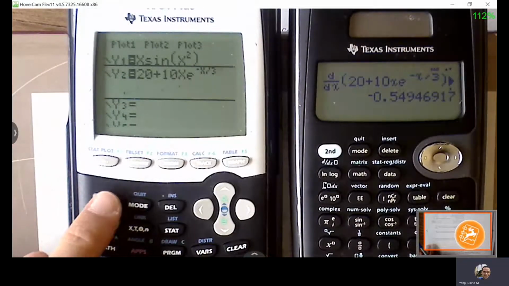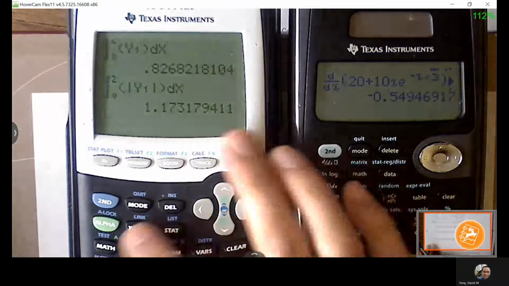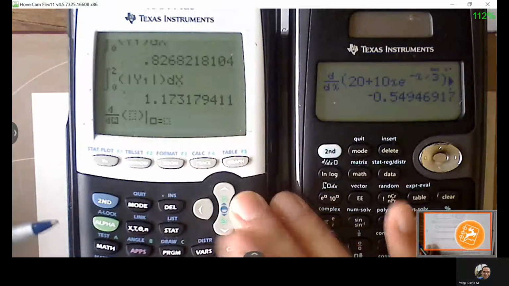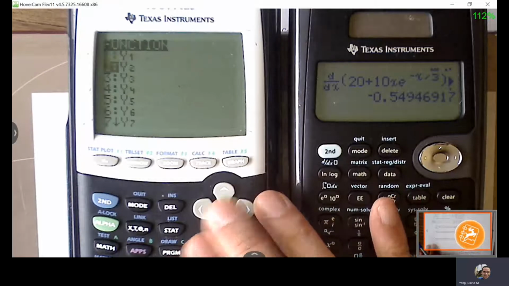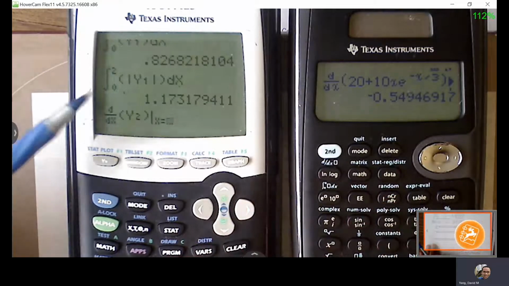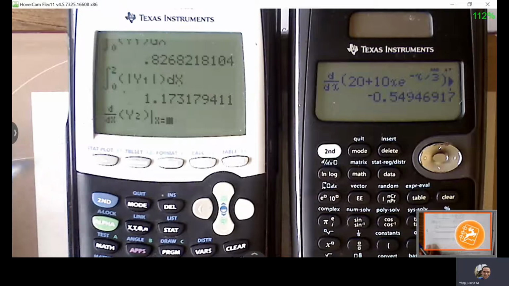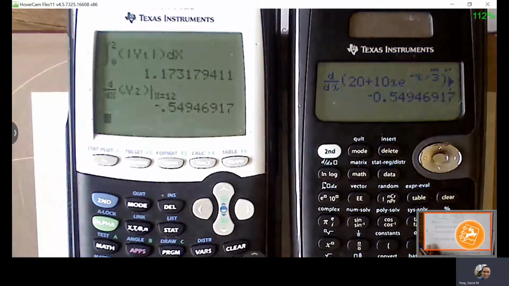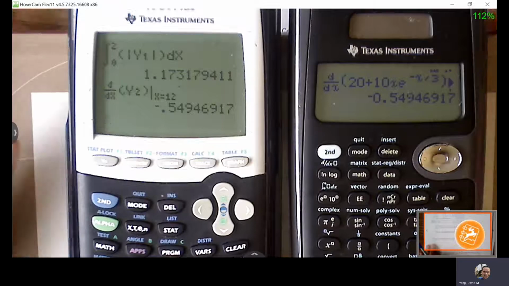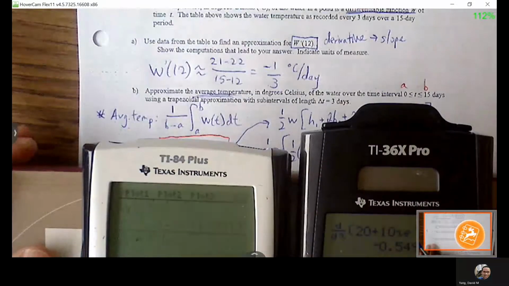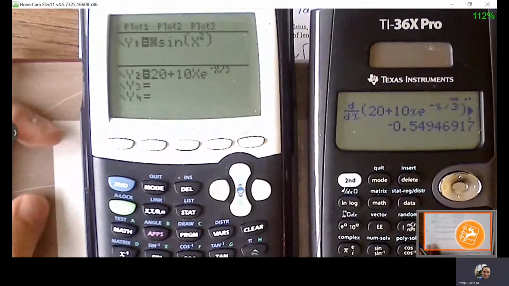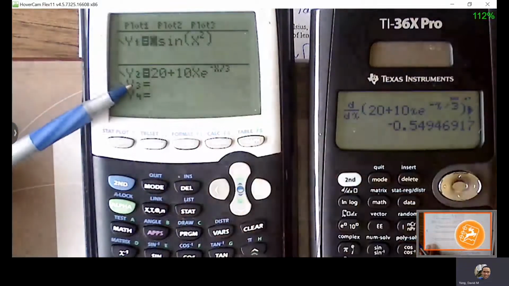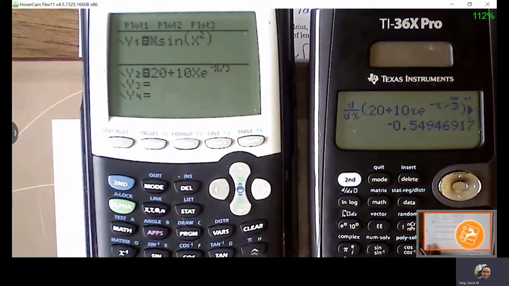I'm going to go back to my home screen. Math 8, d over dx. I'm just going to call that function, so vars, y vars. And then I want to find the slope or the rate of change on the 12th day. It's e to the negative x over 3. The reason I'm doing this is because I'm going to need it again for part D, so I don't want to keep typing this in again.